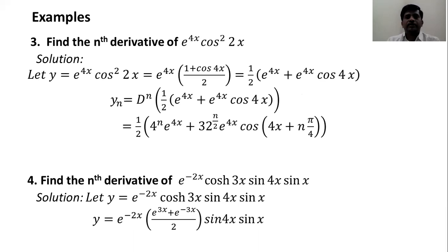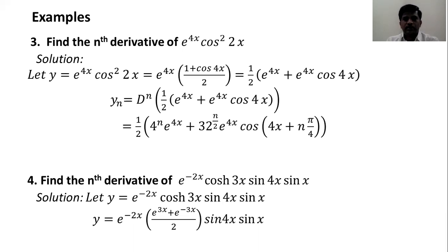Find the nth derivative of e^(4x) cos^2(2x). See, we have standard formulas only for e^(ax) cos bx and e^(ax) sin bx. We don't have e^(ax) cos^2 or sin^2. If cos square or sin square comes, that has to be reduced to power 1 by applying the appropriate formula. Now look here.